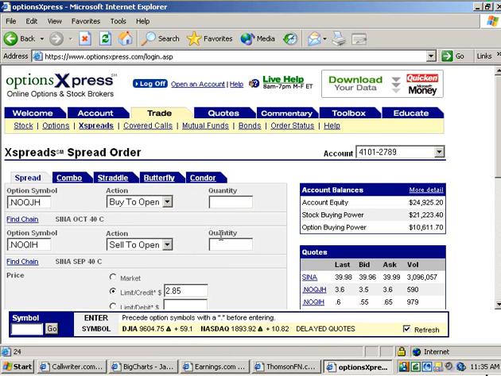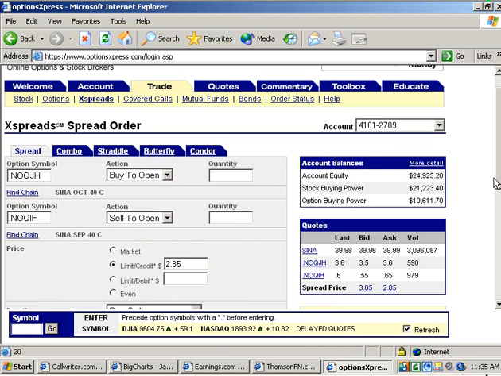Now we need to calculate how many contracts we can buy. Pretty much what we want to do here is look at the price of the option that we're going to buy. And definitely we're going to buy at $3.60. So we're going to take our option buying power and divide it by 3.6.